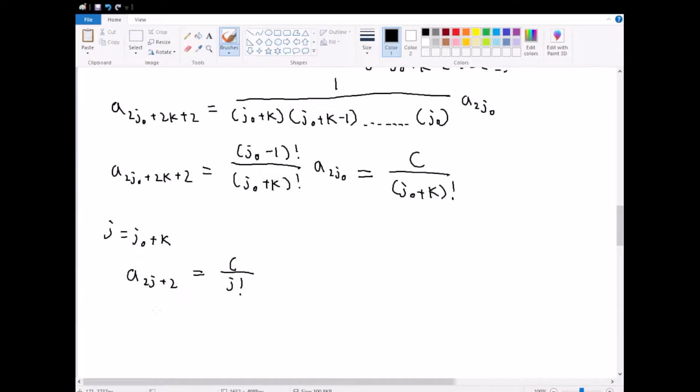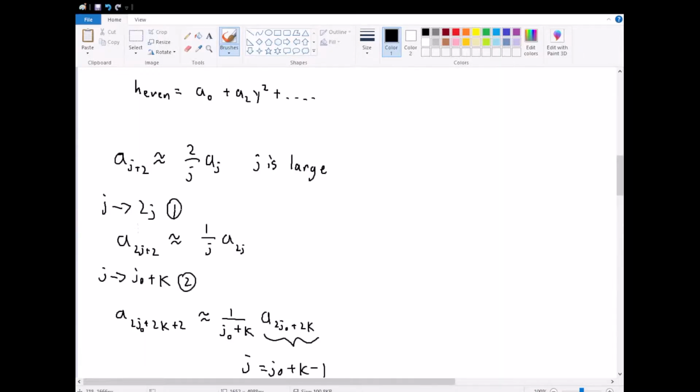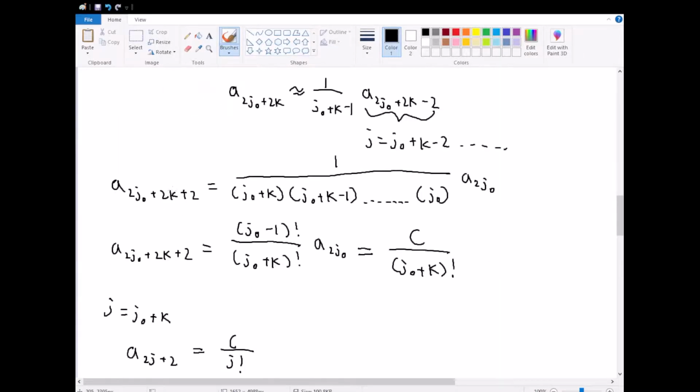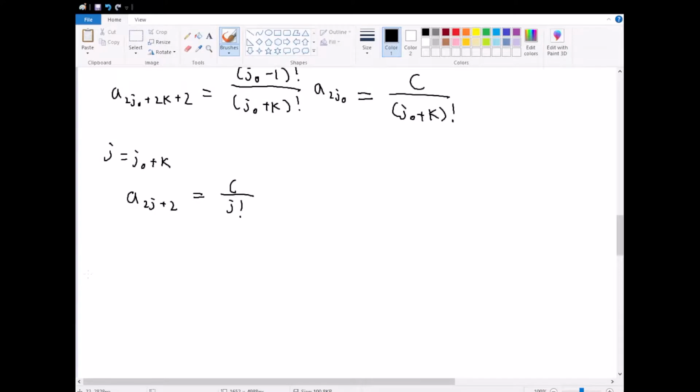The first index change we did was switching from j to 2j. So if we want to reverse that, we're going to change j to 1/2 j here. And if we do that, what we're going to get left is a, 2 times 1/2 is 1, and then j. So j plus 2 is equal to c over j half factorial.